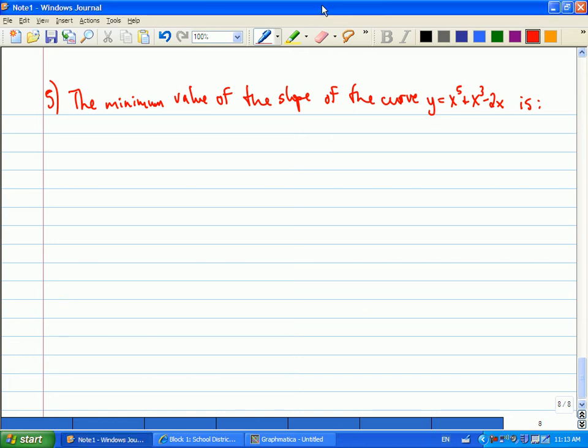Okay, so the first thing, it gives us a curve, but it's actually asking us about the slope of the curve. So the first thing we need to know is the slope of the curve. The slope of the curve is given by 5x to the 4 plus 3x squared minus 2.